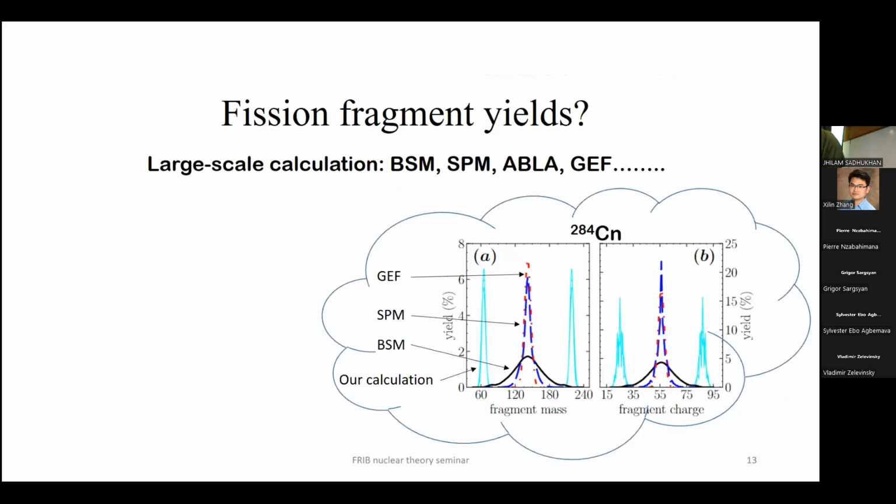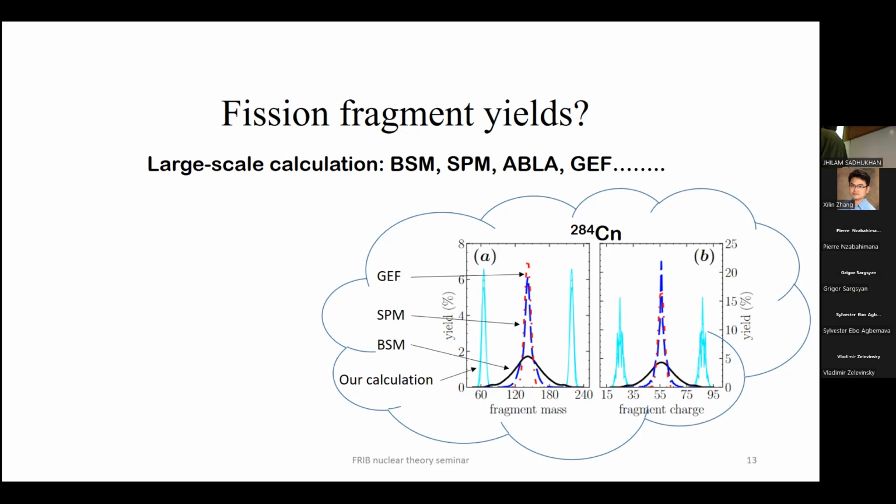And now I come to the calculation of the yield distributions. We now have the pathways, and we know the potential energy surface. The next task is to get the fission fragment yields, and there are many methods. Like I have already told about the Brownian shape motion. Then there is the fission point model, and also phenomenological models like ABLA and HFB. These are regularly used for large scale calculations.